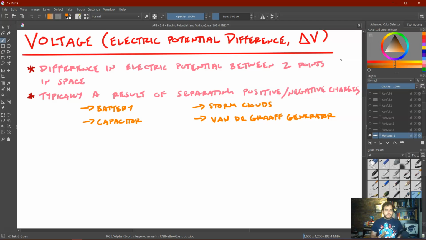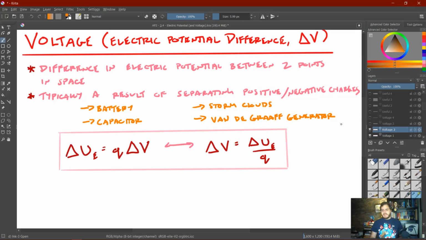So what are some examples of this? Well, batteries. Batteries have separated charges. Capacitors, when they're charged. We talked about this in our weekly deep dive. Storm clouds. Storm clouds have a separation of charge. The Van de Graaff generator, which we will look at more later, has a separation in charge. All of these create voltages.